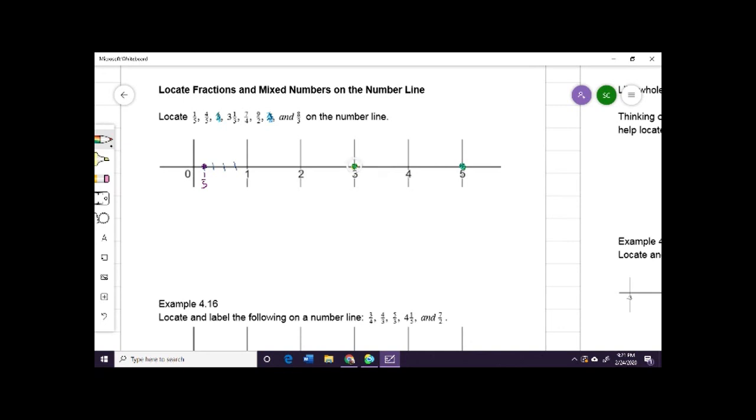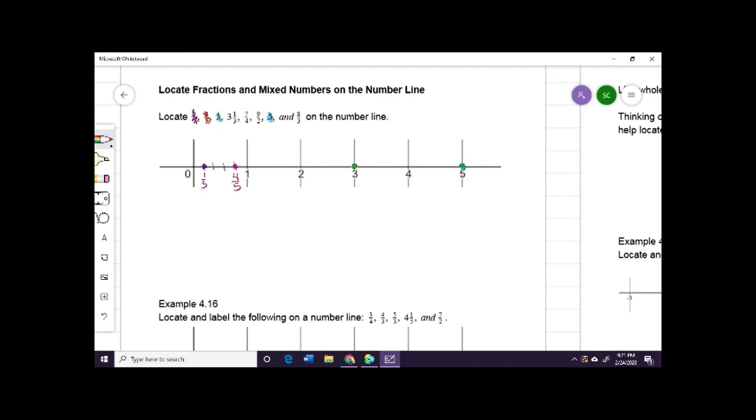I didn't bother to label 3 and 5 because they're already labeled there. And then, cross that out, and then I need 4/5. So I'm going to start at 0, 1/5, 2/5, 3/5, 4/5. And I'll go ahead and mark that. 4/5. Okay, so I've taken care of that.